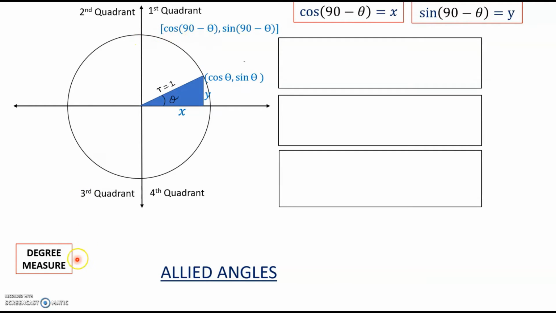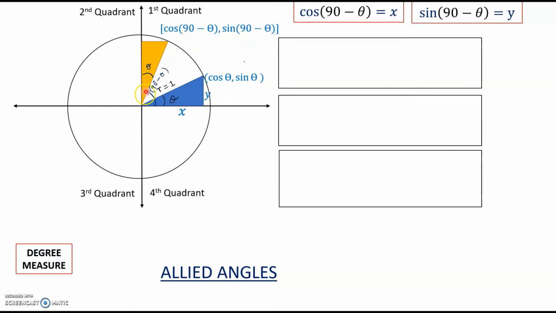All of these are in degree measure. So consider this as 90 degrees. So let us define this point as an angle which is 90 degrees minus theta. So this is theta. So 90 degrees minus theta is the angle that we're talking about, which is 90 minus theta. Therefore, this will also be theta here. So if this is our coordinate, it is cos 90 minus theta, sin 90 minus theta.